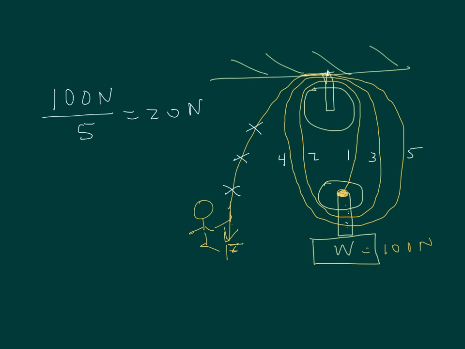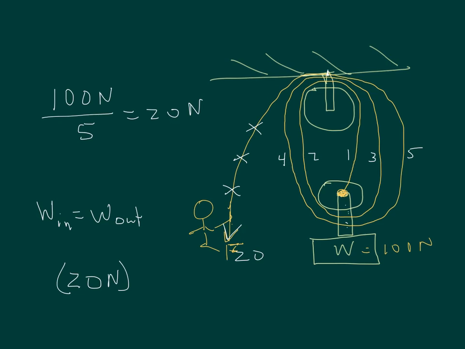But nothing is free. So how is it you're able to lift with only 20 newtons at this end and pull up 100 newtons this way? Well, remember, the work in is going to be equal to the work out, and we're assuming this is frictionless and there's no friction in here. So it's true that you pull with only 20 newtons.